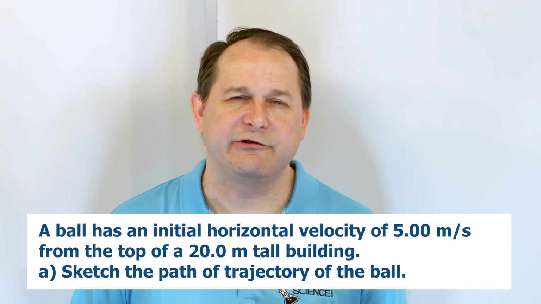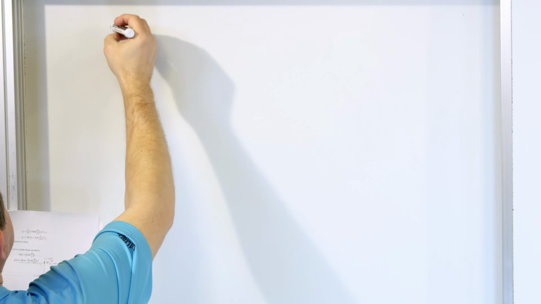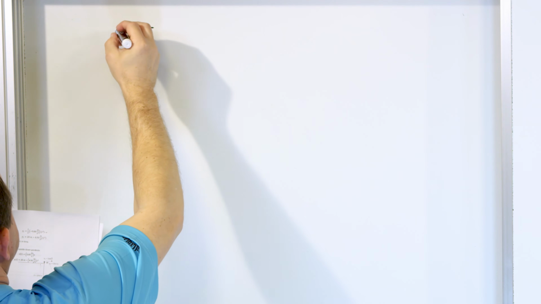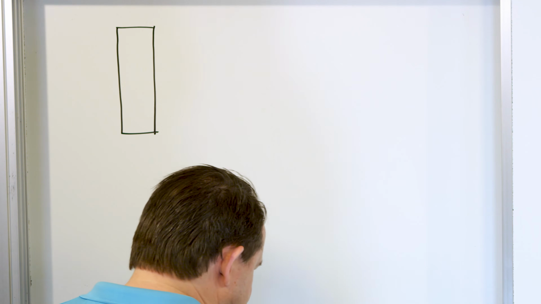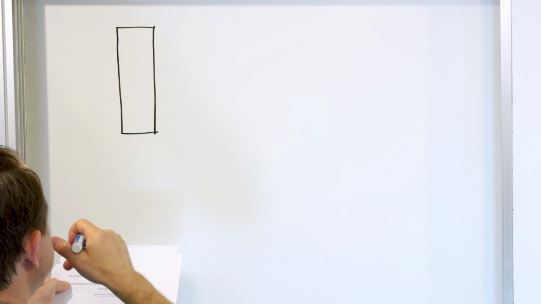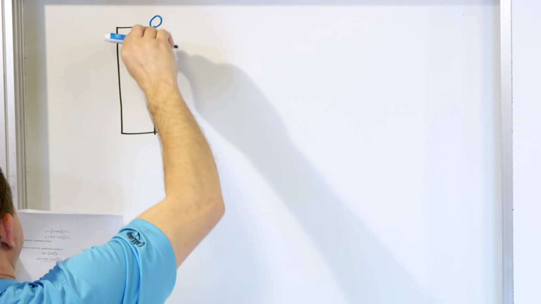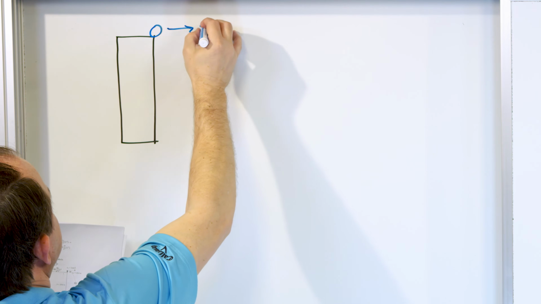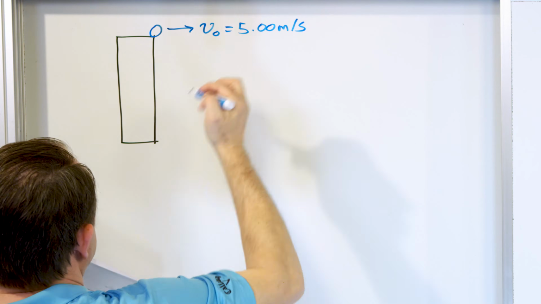And not only do we want to sketch it, we want to try to understand a little bit more about what it means. So let's do an initial sketch, which will not be very accurate, and then we'll fill in the blanks a little bit later. So basically we have some sort of building here, right? So I'll put a little building right here. And at the top of this building is someone who is throwing a ball. We don't need to put the person, but we have a little ball here. And it's going to be initially launched this direction with V naught horizontally only, 5.00 meters per second.